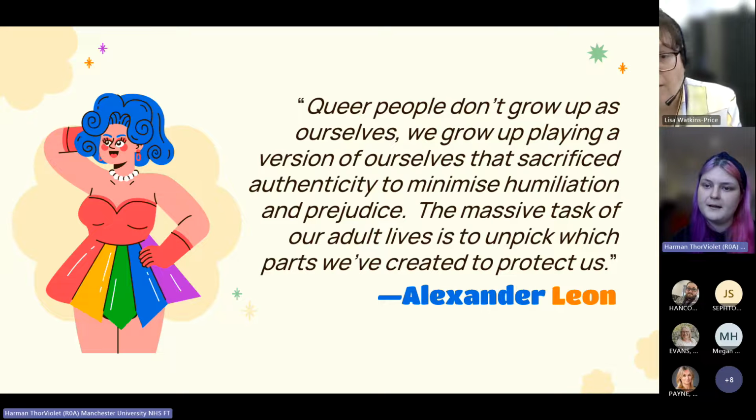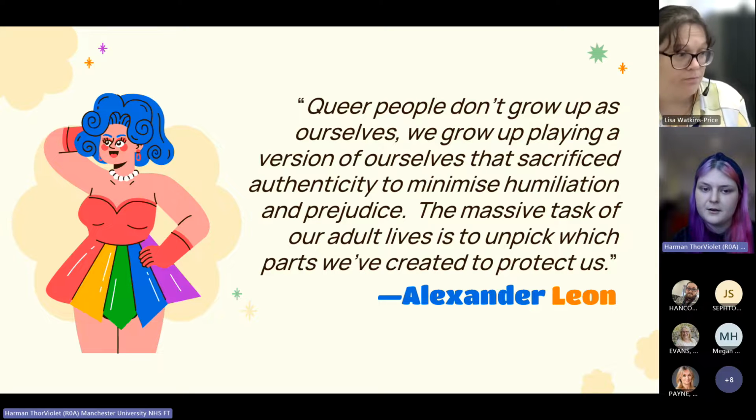This is a quote from Alexander Leon, which I think really resonates with how I feel. Queer people don't grow up as ourselves. We grow up playing a version of ourselves that sacrificed authenticity to minimize humiliation and prejudice. The massive task of our adult lives is to unpick which parts we've created to protect us.